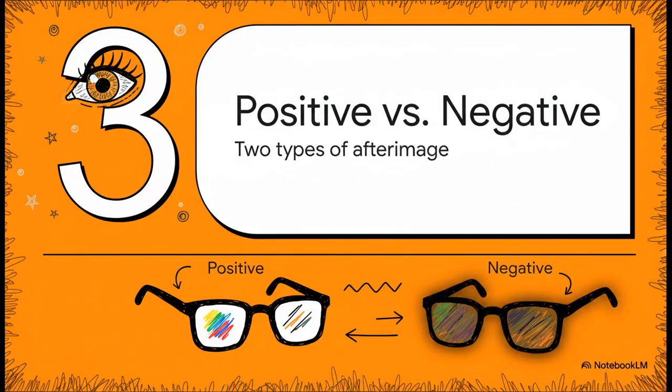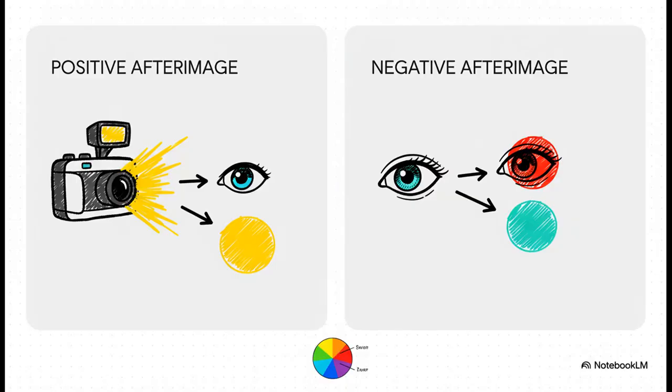But wait, it gets even more interesting. It turns out that not all afterimages are created equal. There are actually two totally different types, positive and negative spots. Okay, so first up, you've got your positive afterimages. These are the ones you get from a super brief bright flash. Think of a camera flash. The spot you see is the exact same color as the original light.